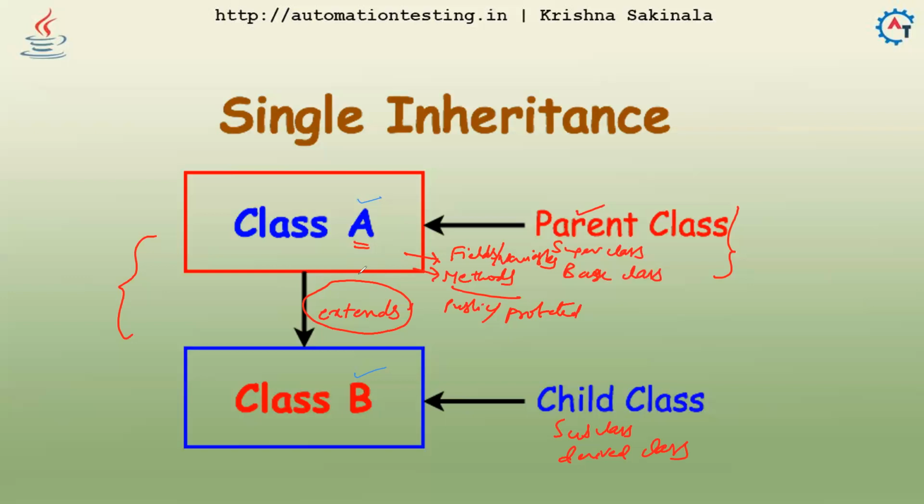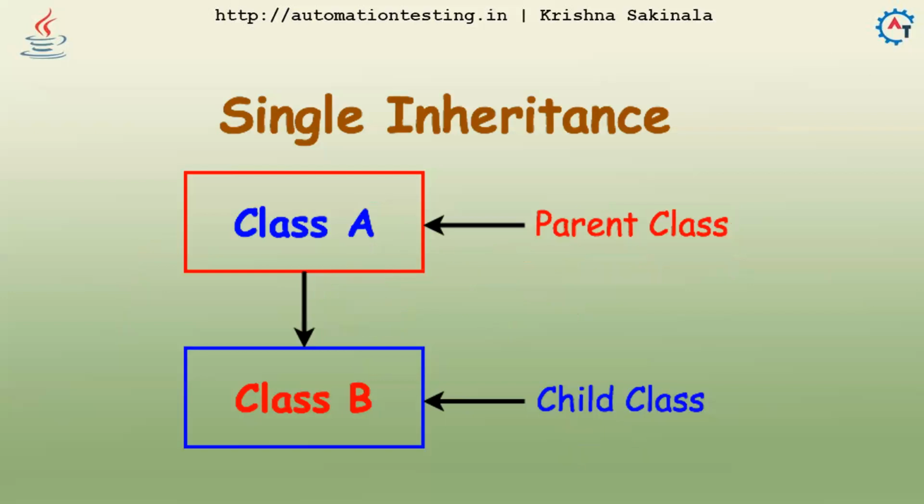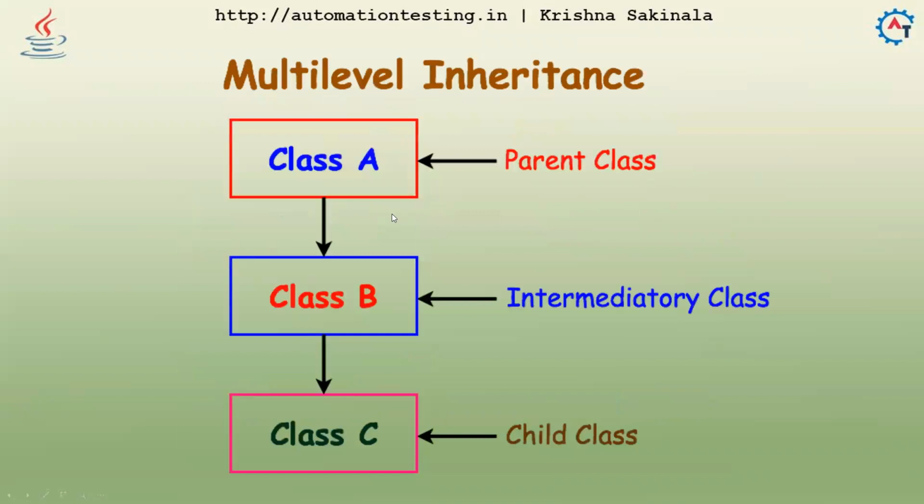If you go to the next slide, this is called multi-level inheritance. There are more than two classes here. In single inheritance, we have only two classes. Class A, we normally call the parent class. Class B is also a parent, but in this scenario, we call it the intermediary class.